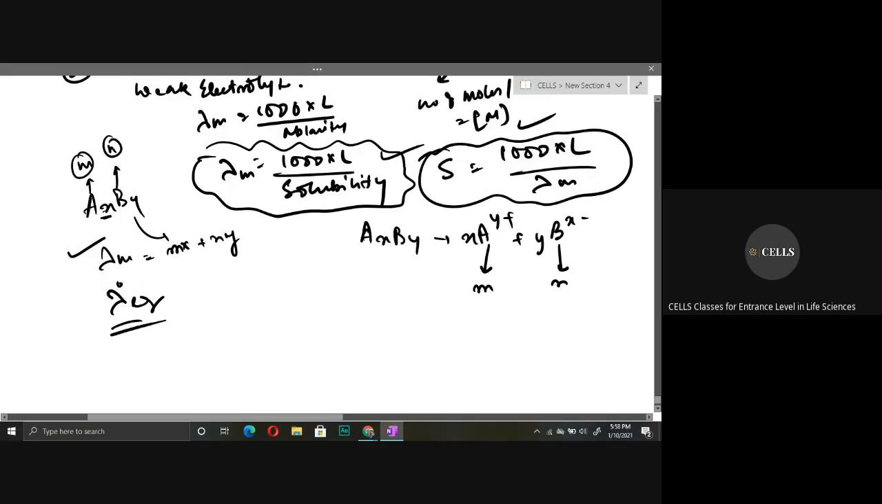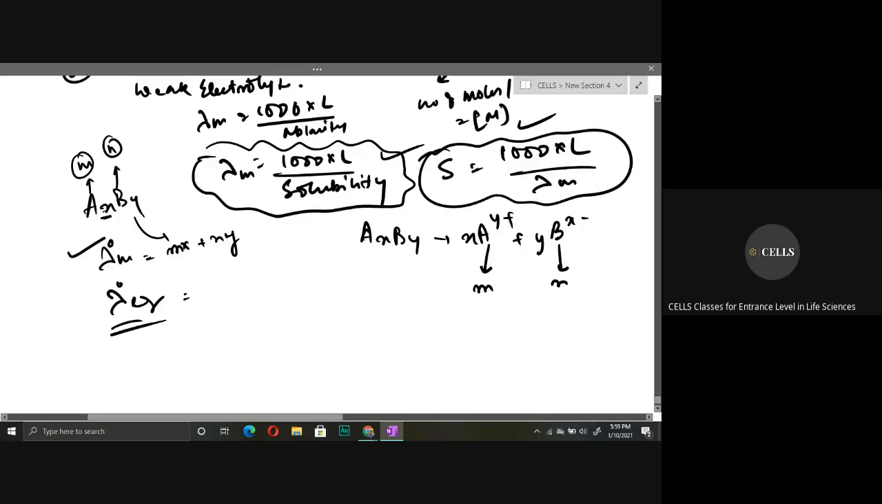But for the equivalent conductance, it will be the equivalent conductance at infinite dilution. One other important thing: if they mention infinite dilution, then you will have lambda m zero given. So alpha will equal lambda m by lambda m zero, and then you will get the alpha. That zero is the infinite dilution value.